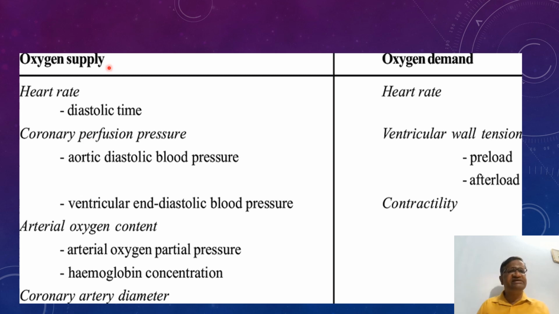Whatever it is, the basics don't change. We have to maintain good oxygen supply and we have to decrease demand. So that is what is important. Heart rate down, because diastolic time increases so the blood flow increases. Aortic diastolic pressure increases. Preload slightly on the higher side and afterload reduction. The hemoglobin should be correct and your PaO2 should be good. Coronary artery diameter is maintained by a small dose of nitroglycerin. So this doesn't change. A high heart rate is bad for the heart.